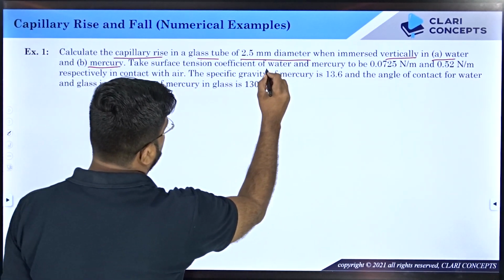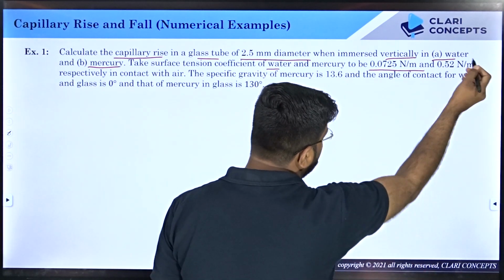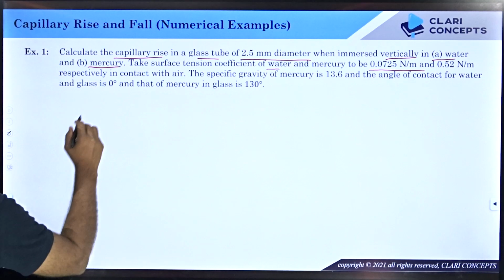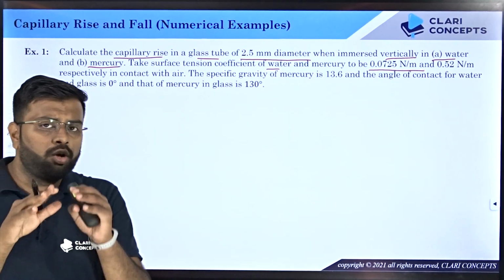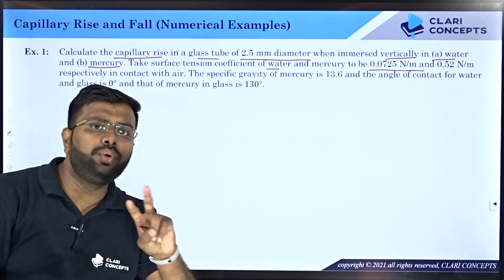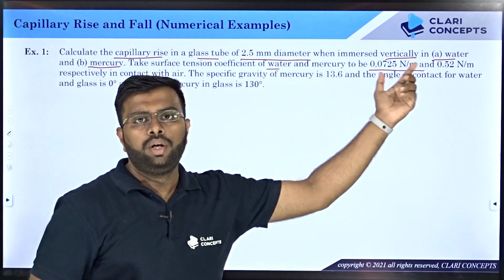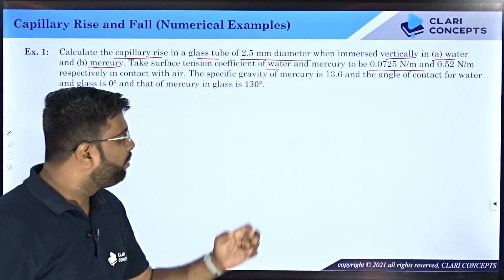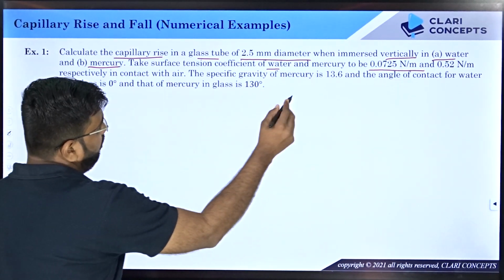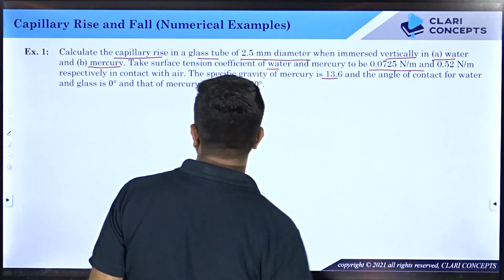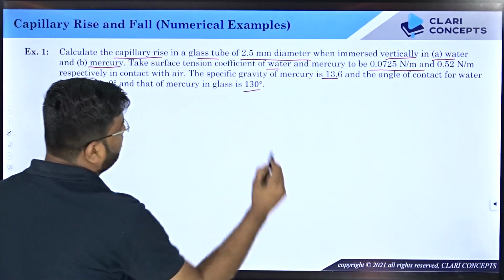Take the surface tension coefficient of water and mercury to be 0.0725 newtons per meter and 0.52 newtons per meter respectively, in contact with air. Now see, the surface tension coefficient is not of one fluid, it is a property of two different fluids, like water in air, that is 0.0725. Water in another gas will be different. So here it is water in air and mercury in air, that's why it says in contact with air. The specific gravity of mercury is 13.6, the angle of contact for water and glass is 0 degrees, and that of mercury in glass is 130 degrees.